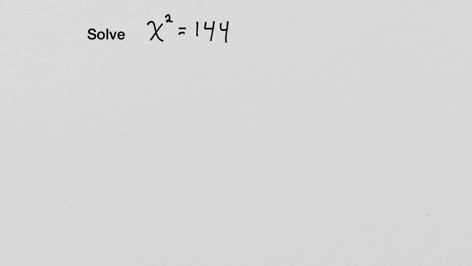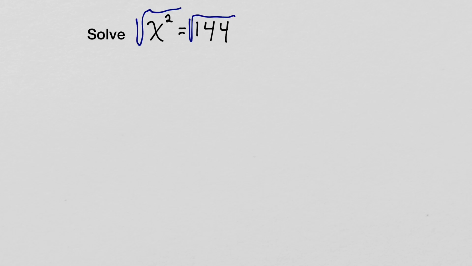In order to do that, I have to do the opposite of a square. So what's the opposite of a square? Well, that is a square root. And whatever I do to one side, I have to do to the other side. So that leaves us right now with the square root of x squared.